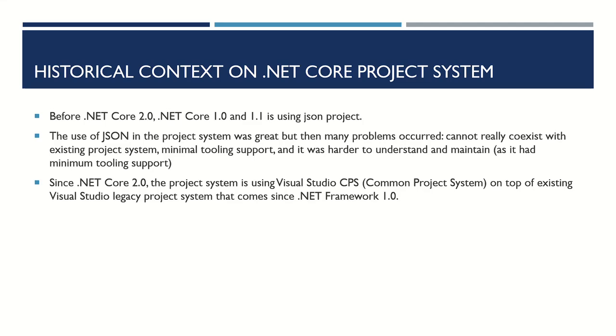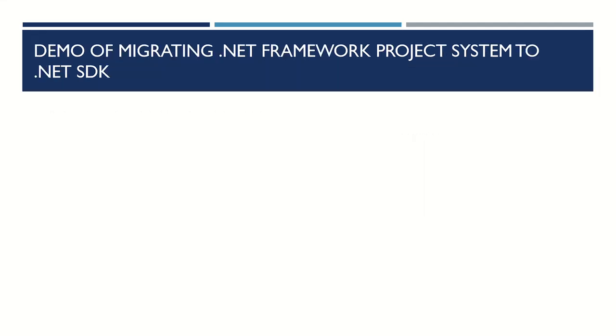We already know that the initial release of .NET Core was using JSON. But since .NET Core 2.0 it is not using JSON anymore, so beginning from last week until the next discussions, I am not going to discuss JSON projects anymore. And of course, it is also easier to maintain right now. Now that we have a project system that is compatible with the legacy project system, I'm going to demo it.